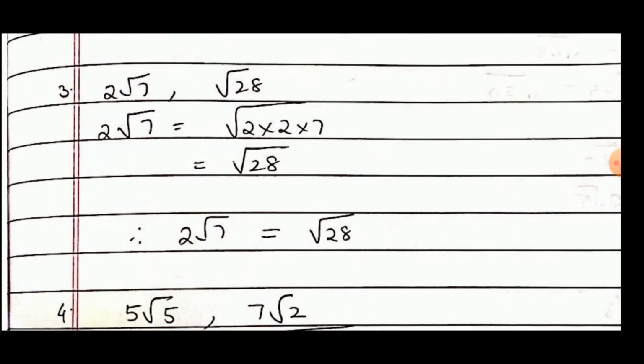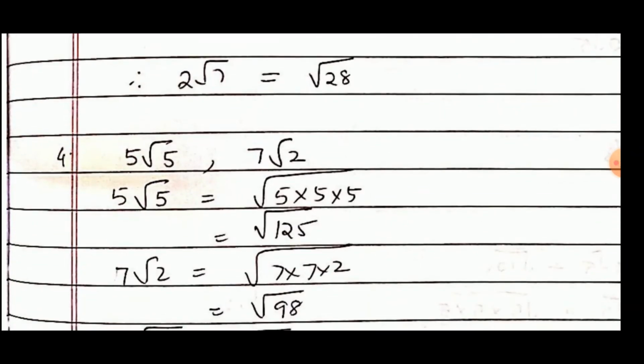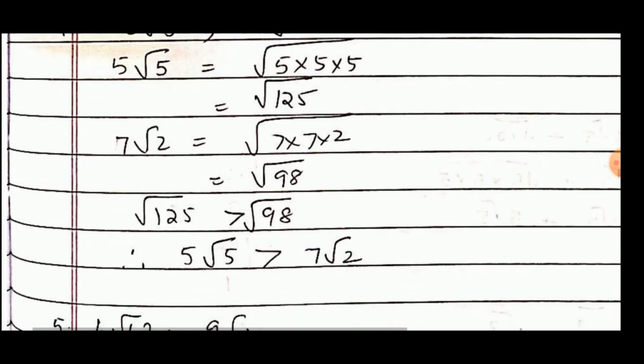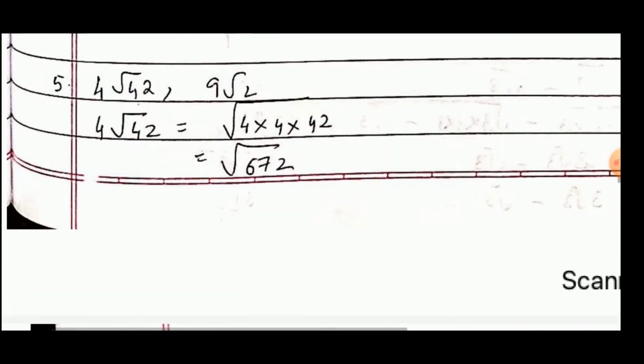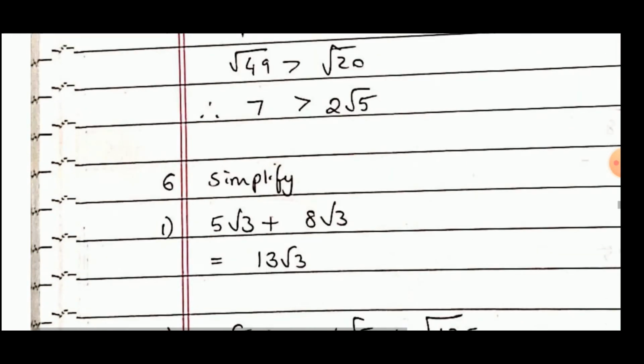So both are equal. Now 5 root 5 and 7 root 2. Take 5 inside. So this is square root of 5 into 5 into 5, square root of 125. And 7 root 2 is equal to 7 into 7 into 2, so that is equal to square root of 98. So square root of 125 is greater than square root of 98. So this way we can continue and do the remaining sums.